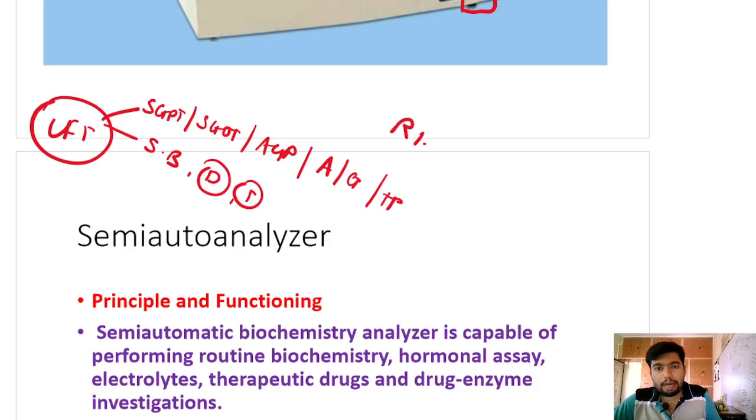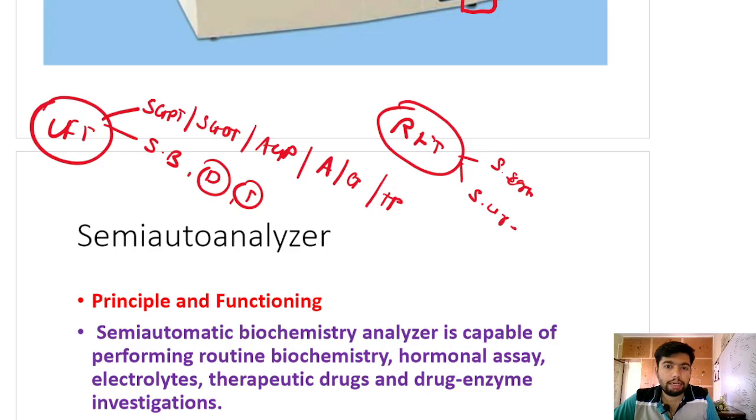Then we are performing RFT also, renal function test. What are the renal function tests? Serum creatinine, serum urea, etc. Apart from it, some enzymes of cardiac biomarkers like CKMB, troponin I, acute inflammatory markers like CRP, then serum ferritin. All of these will be performed in the biochemistry lab.